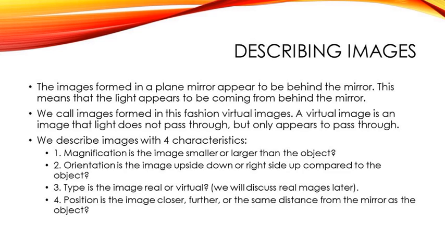When we describe images, we describe them with 4 characteristics. Their magnification, if they're smaller or larger than the object. Their orientation, if they're upside down or right side up compared to the object. The type, if it's real or virtual. And the position, if the image is closer, further, or at the same distance from the mirror as the object. And you'll need to remember these 4 as you'll be describing different objects in different kinds of mirrors.